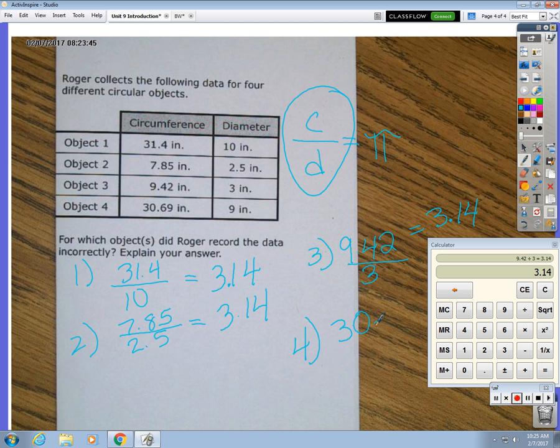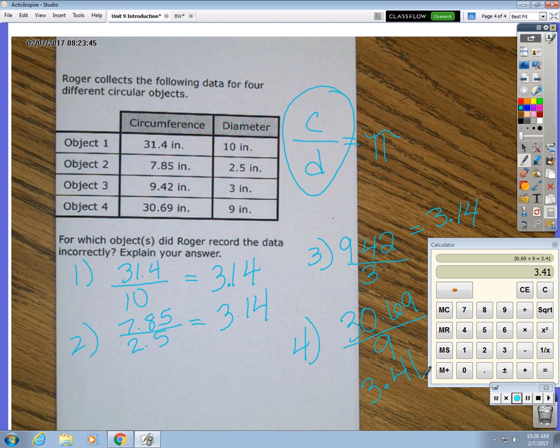Object 4. What does my ratio need to be written like? 30.69 divided by 9. Why is it not erasing? So, 30.69 divided by 9. What's 30 divided by 9? 3. Let's say we get 30.69 divided by 9 equals 3.41.